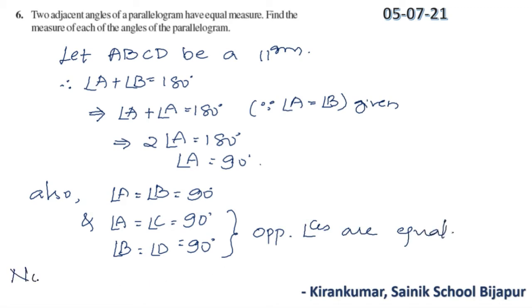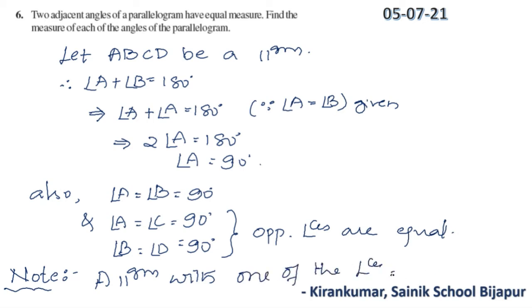So note that a parallelogram with one of the angles equal to 90 degrees will be a rectangle. It becomes a rectangle.